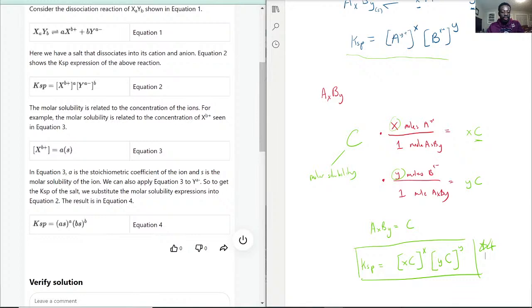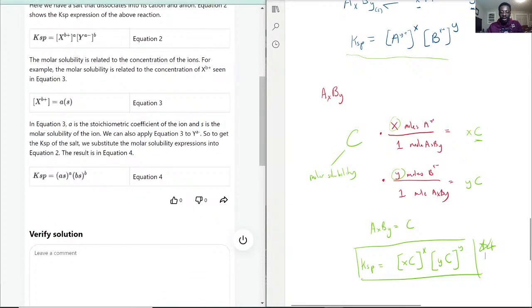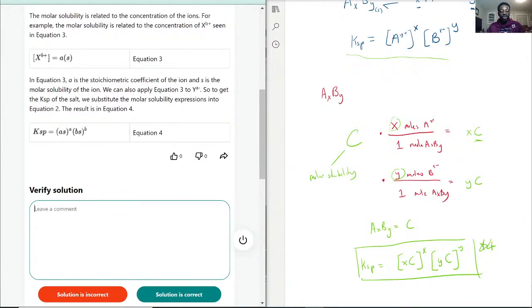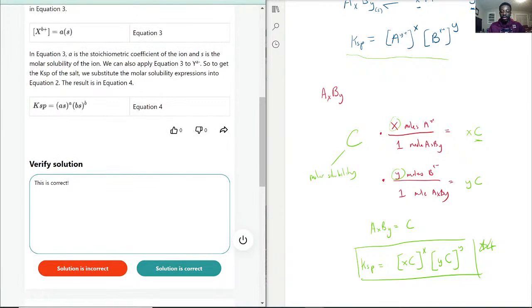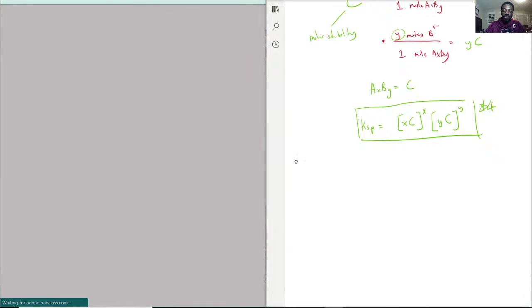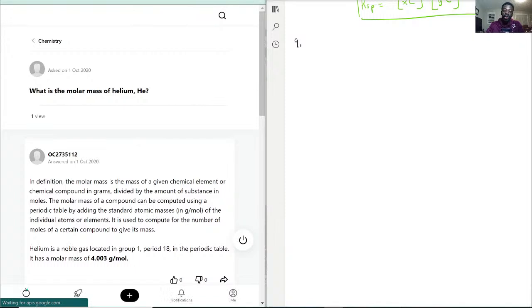Exactly, we did convert it correctly. A times S is pretty much like what we did with the X times C. So when you replace it accordingly, you have X times C to the X, Y times C to the Y, and that is what you use to calculate molar solubility, and this is correct. So let's move on now to question number 9. What is the molar mass of helium?